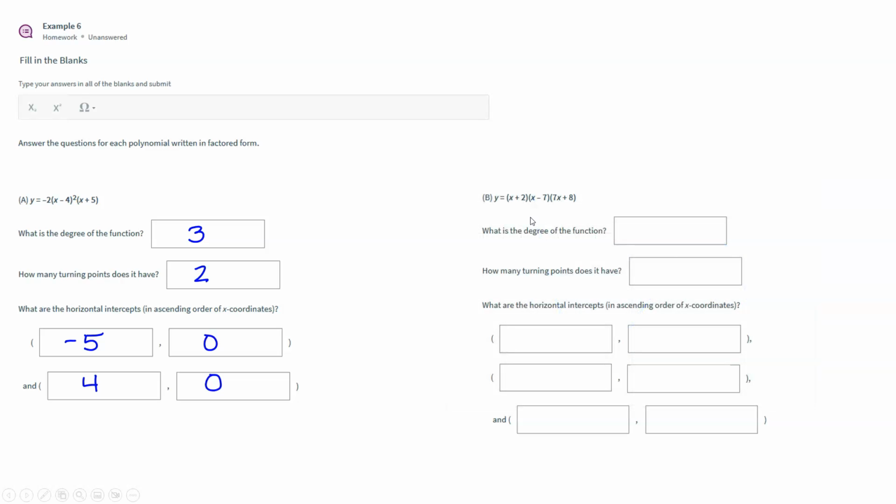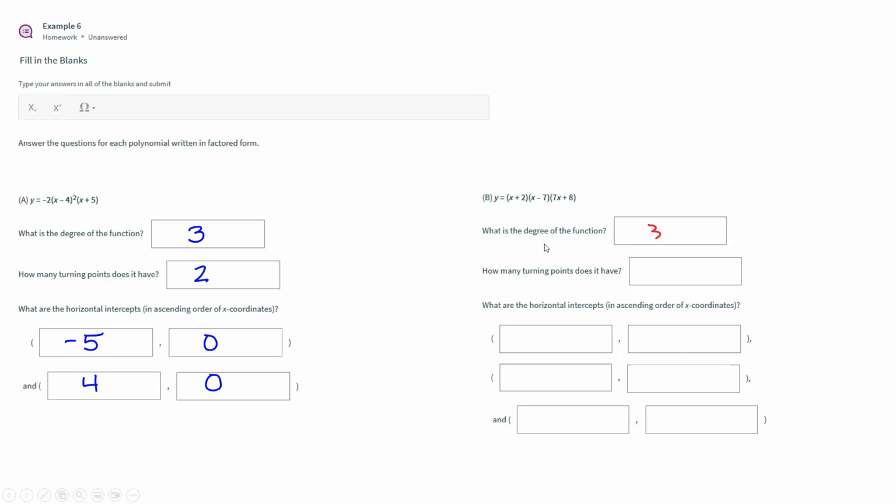For b, you have the quantity of x plus 2 times x minus 7 times 7x plus 8. If you FOIL these two together, you would end up with an x squared term, amongst other ones, in a trinomial. And if you took that result and multiplied the 7x plus 8 through that, you would end up with an x to the 3rd power in that expression as the highest degree as far as x goes.